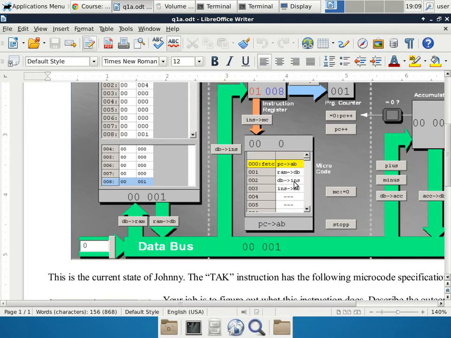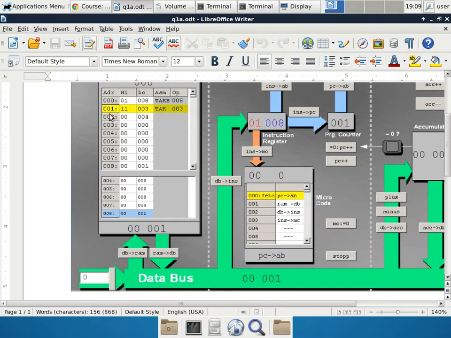The third microcode is DB to INS, in other words, data bus to instruction register. So whatever the content is in location 001, which is 11003, will now appear in the instruction register. And then the last microcode is instruction to MC. It will look up the table inside the microcode table and figure out what I am supposed to execute at this point. That will make use of the high portion of the instruction register, or 11 in this case, to look up the microcode for that particular instruction.